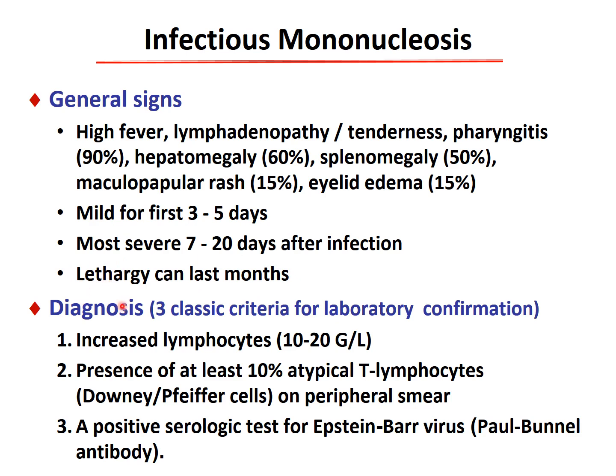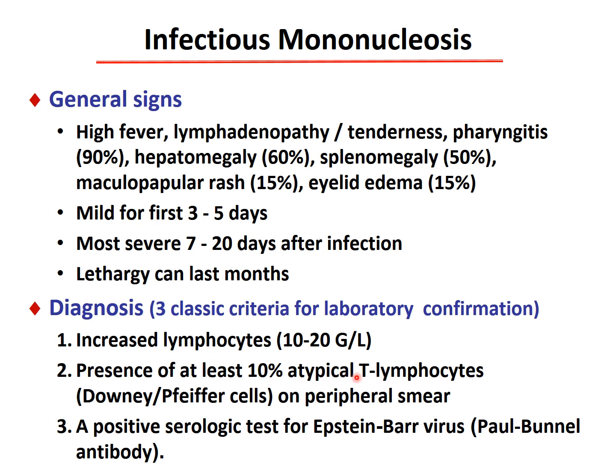Now, how do we make the diagnosis? Very simple. Basically, if the patient presents with very high fever and large, for example, pharyngeal lymphatic nodes, and you make a cell count analysis, counting the lymphocyte count, that will be very high. It can be around 10 to 20 giga per liter, so it is a lymphocytosis. Plus, if you make a peripheral smear, you will see some atypical cells.